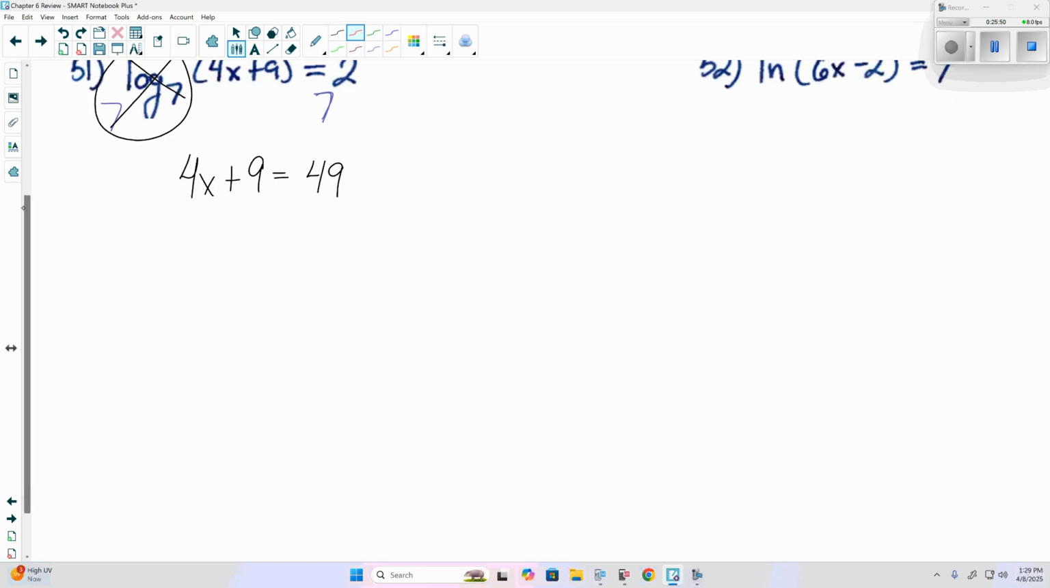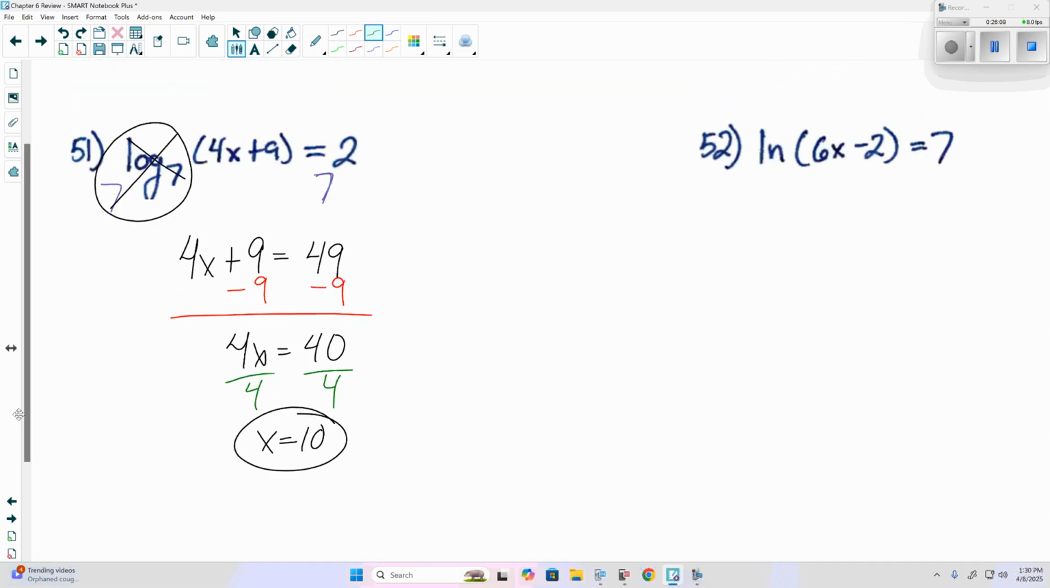We don't have any squared terms, so we just need to solve for x. Minus 9 from both sides, telling us 4x is equal to 40. Divide both sides by 4, telling us x is equal to 10. Done. We good with 51?